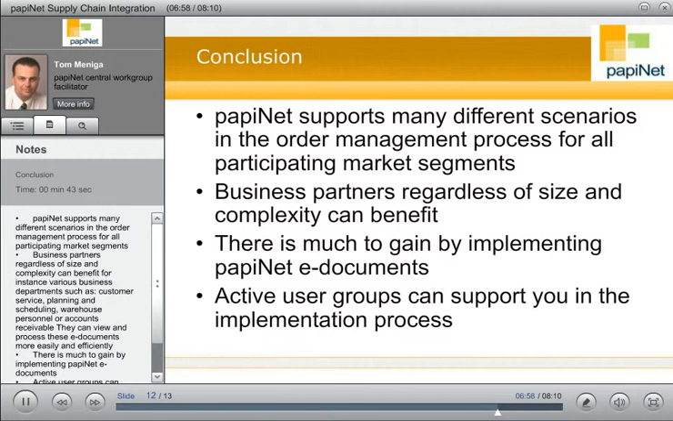Conclusion: papiNet supports many different scenarios in the order management process for all participating market segments. Business partners, regardless of size and complexity, can benefit. For instance, various business departments such as customer service, planning and scheduling, warehouse personnel, or accounts receivable, they can view and process these e-documents more easily and efficiently. There is much to gain by implementing papiNet e-documents.